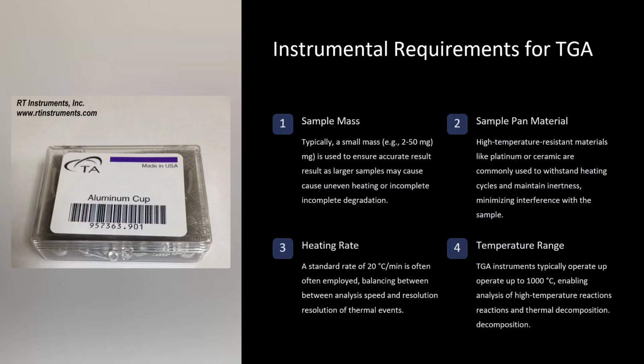Instrumental requirements for TGA. First is sample mass. Sample mass of around 2 to 50 mg is used to ensure the accurate result as larger sample may cause uneven heating or incomplete degradation. Second is pan sample material.